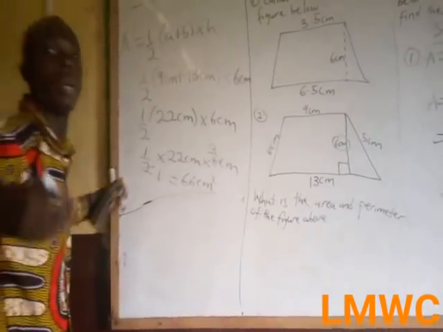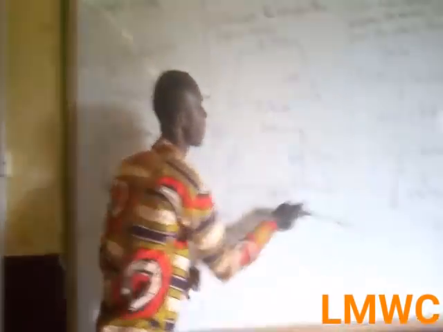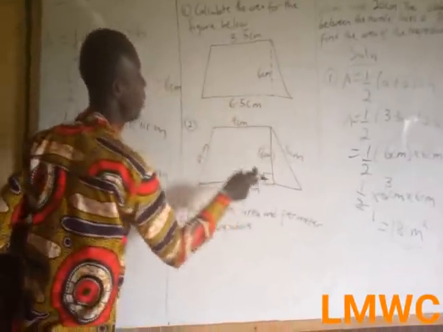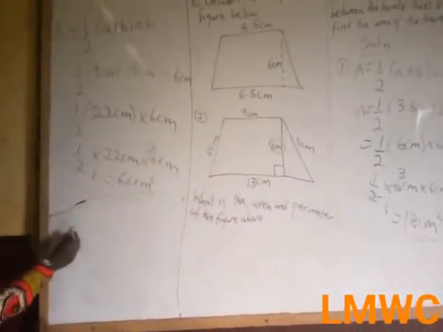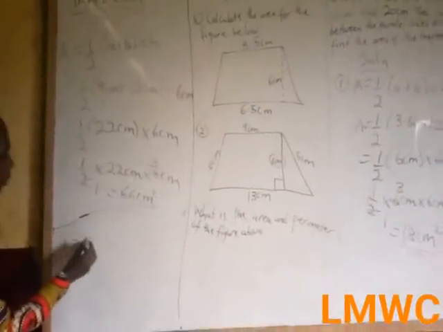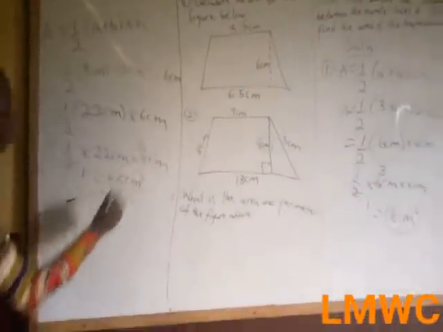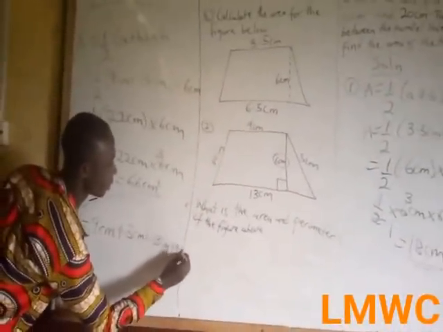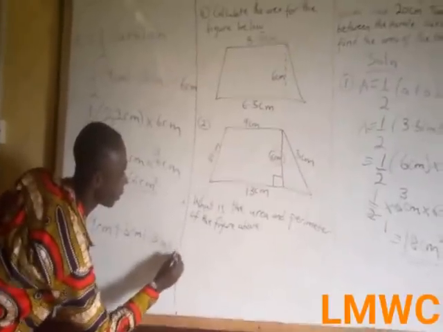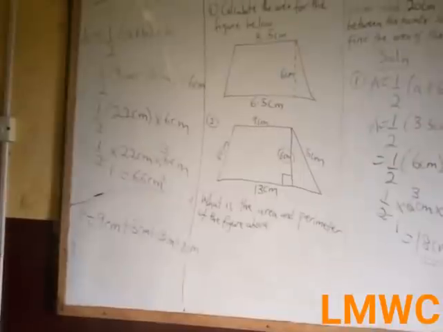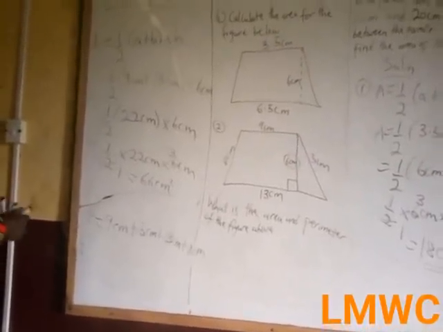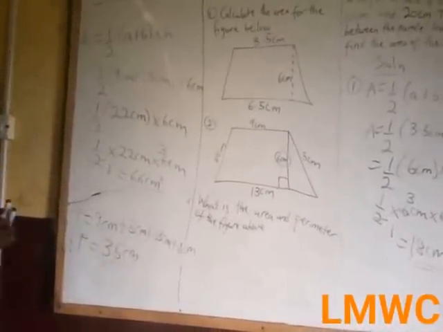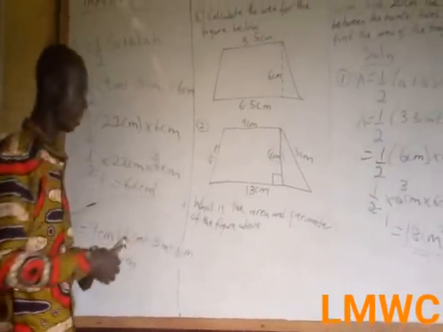Now, what is the perimeter? The perimeter of a trapezium, you just add the sides up. So we have this portion, this portion, this portion, and the last portion. So perimeter becomes 9 centimeters plus 5 centimeters plus 13 centimeters, and the last figure we have is 8 centimeters. Now, 9 plus 5, we have what? 14. 14 plus 13, 27, plus 8, 35 centimeters. So the question is not difficult.